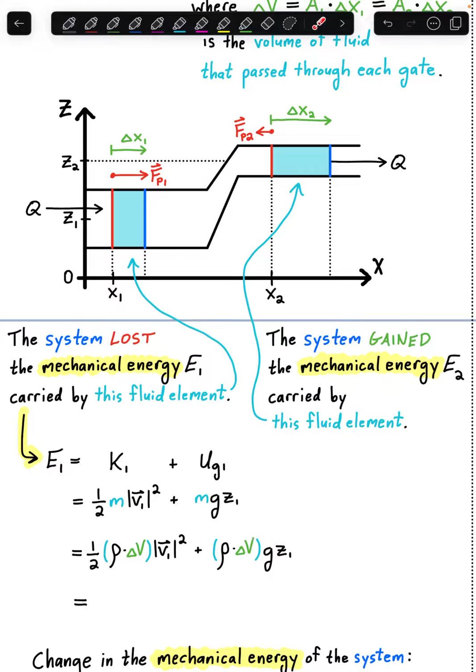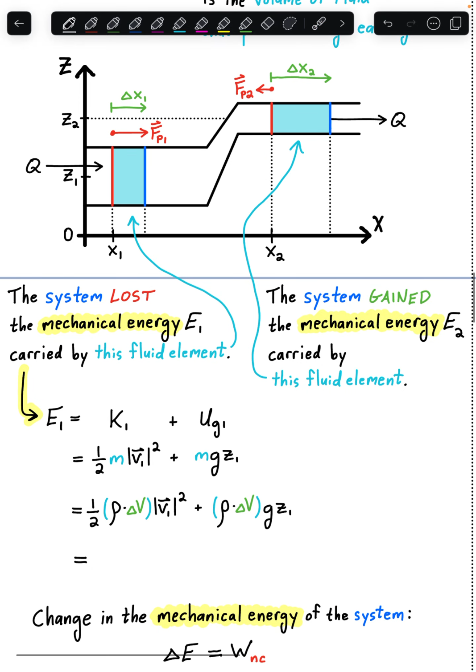And since the density of fluid is the same in both locations, and these delta V's are the same as we discussed, the masses of these two fluid elements must be the same. So in this expression, I'm going to factor out the delta V to get a couple of terms that we refer to as energy densities: 1/2 times the fluid density times the speed at gate 1 squared, plus the fluid density times little g times the height of the center of mass of the fluid at gate 1, and factor out of both of those the volume of those fluid elements that have passed through each gate.